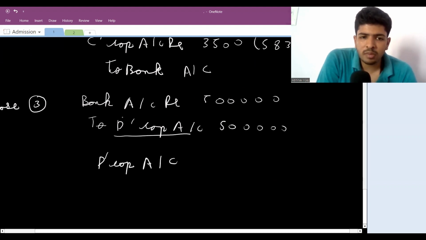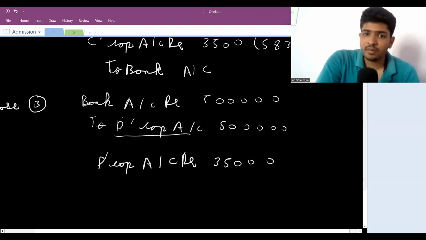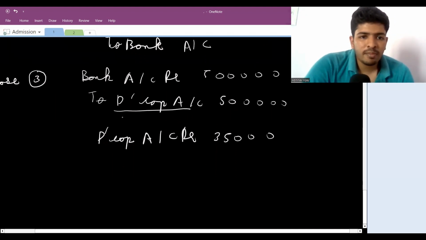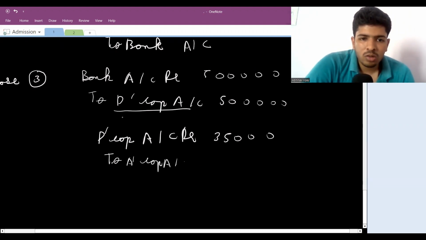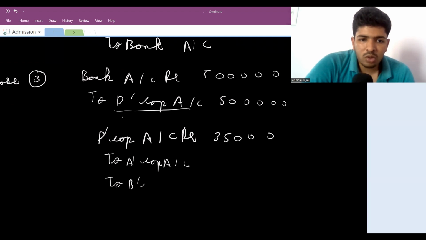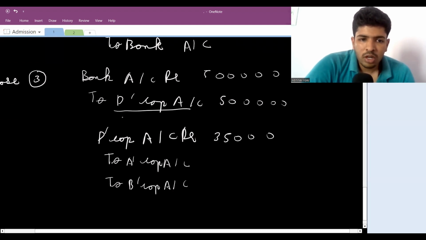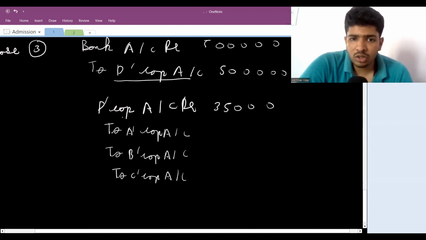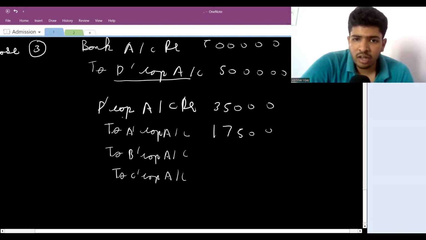Simple. What does that mean? We already know 35,000 is his share of goodwill. So from his capital, we reduce 35,000. After that, the same adjustment entry: A's capital account, to B's capital account, and to C's capital account. We already calculated their shares and the adjustment. So it's basically the same thing: 17,500, 11,667, 5,833.